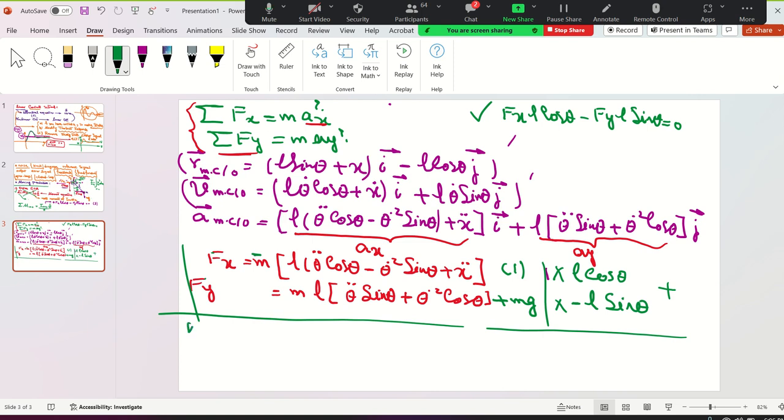So on the left hand side, Fx L cosine theta minus Fy L sine theta equals, because we are adding. How much is this, guys, for God's sake? How much is that? 0. Bye bye, Fx and Fy.